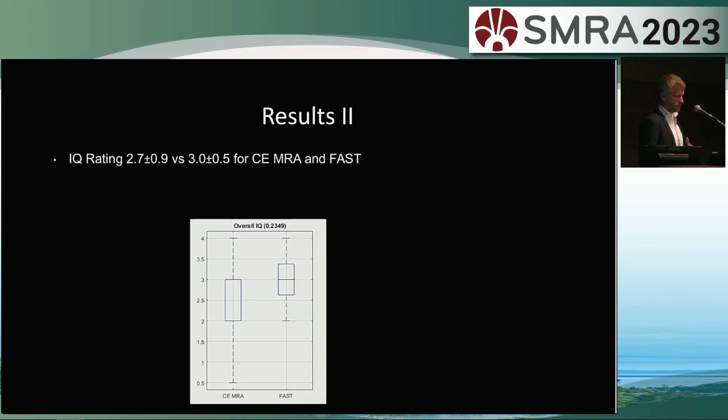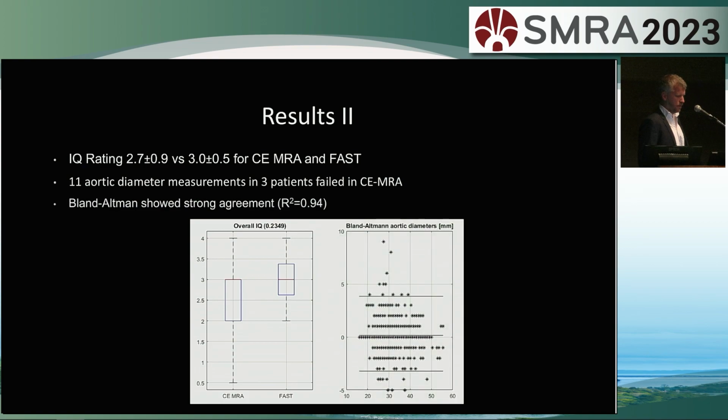In the second part, again, image quality was not significantly different between the fast and the contrast-enhanced MRA, although 11 aortic diameters in 3 patients were not measurable on the contrast-enhanced MRA because of failed timing or a breath hold that wasn't acceptable. The Bland-Altman analysis showed a strong agreement between the measurements of the aortic diameters between the fast and the contrast-enhanced MRA.